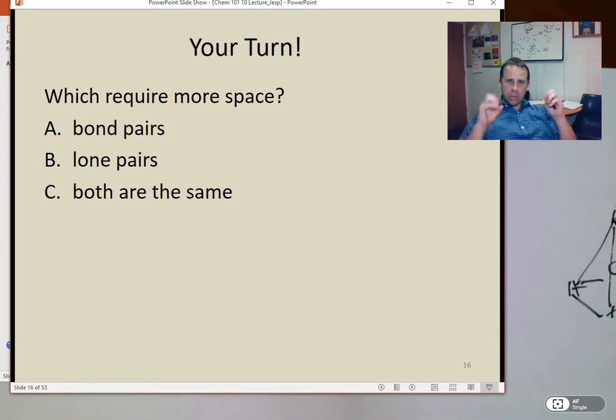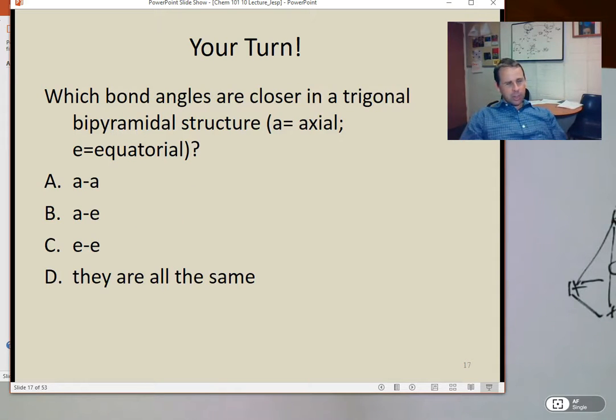Lone pairs don't have two nuclei to report to. They just have their own space to take up. Therefore, lone pairs require more space. They take up more space.